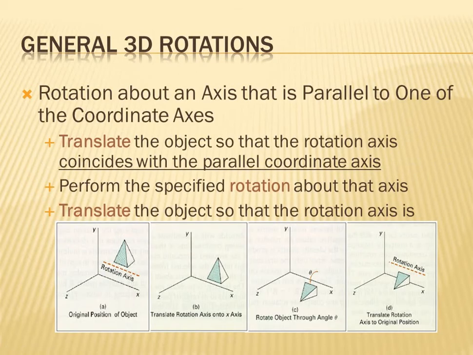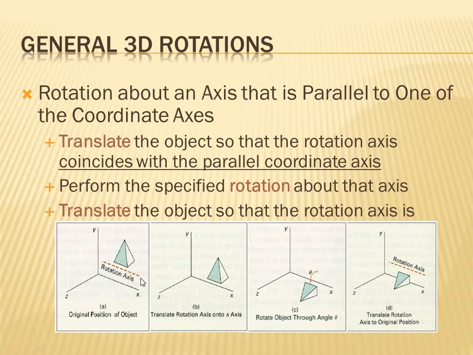Now suppose you want to perform a general 3D rotation, then you have to follow these steps. Rotation about an axis which is parallel to one of the coordinate axes. First of all, you need to translate the object so that the rotation axis coincides with the parallel coordinate axis, any of x, y or z. Then we have to perform the specified rotation about that axis. We already have the matrices for rotation about the principal axis. Then we have to translate the object back to its original position.